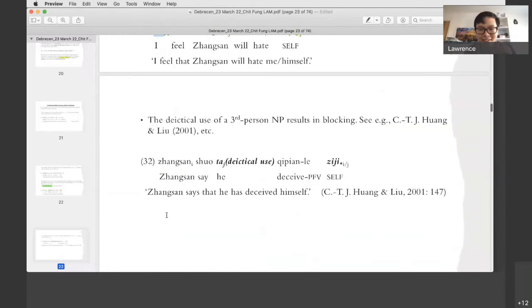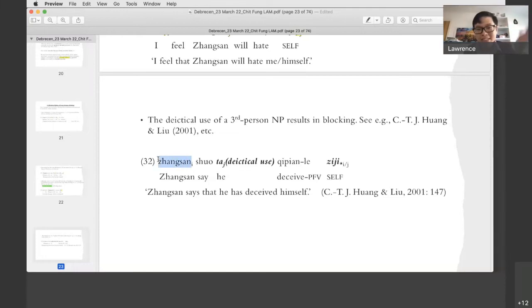Another blocking effect, as pointed out by Huang and Liu, is that what we'll call deictic use of a third person noun phrase will result in blocking. What does it mean? Without deictic use, say Zhang San says he deceives self, we expect that Zhang San and he should both be potential binders of self. But deictic use means, for example, finger pointing. When the speaker says he, they point to someone in the audience or conversation who is not Zhang San.